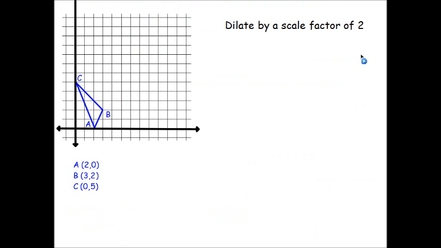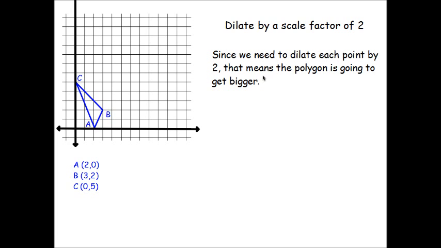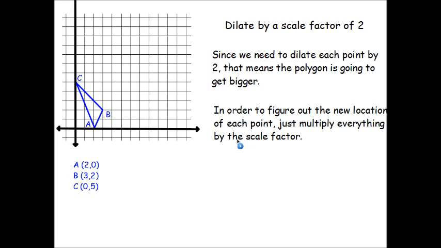Alright, let's take a look at this. I want to dilate this shape, this triangle, by a scale factor of 2. So first of all, you need to ask yourself, is this going to get bigger or smaller? So, since we need to dilate each point by 2, we know that this means the polygon is going to get bigger, because all I'm doing is multiplying everything for each point by 2, because that's my scale factor. So, in order to figure out the new location of each point, just multiply everything by 2, which is the scale factor. So if I go 2 times 2, that's going to give me 4. 2 times 0 is 0. So A prime should be (4, 0). B prime, 3 times 2 is 6. 2 times 2 is 4, so I should have (6, 4). C prime should be (0, 10).